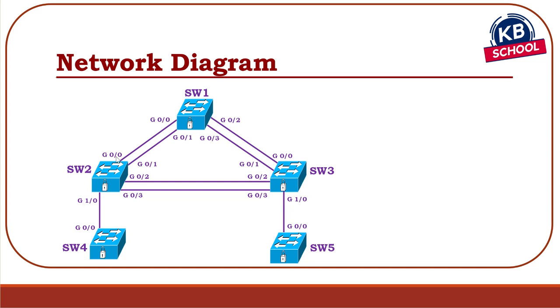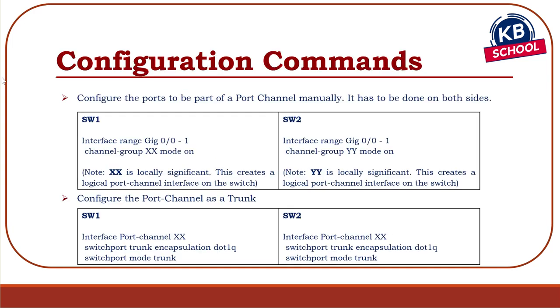In order to do that, I go to the two ports: interface range gig 0/0 to gig 0/1, channel-group XX, a numeric number, locally significant, mode on. Mode on is your static. And I would need to do the exact same thing on the other side. These numbers are locally significant. So whatever number you specify, if you wanted to, you could do 12 here and 21 on the other side. It's absolutely okay.